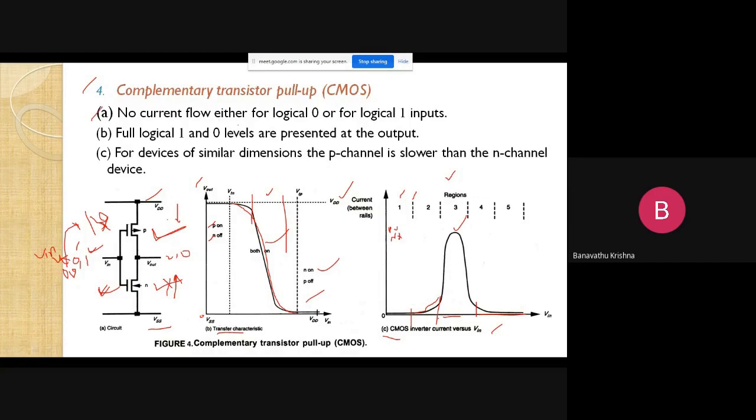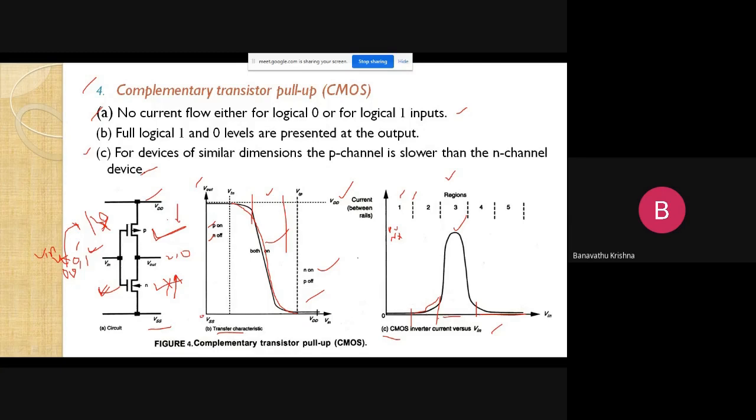No current flows either for logic 0 or for logic 1. Similarly for logic 1 and logic 0, levels are presented at the output side. Next, for devices of similar dimension, the P channel is slower than the N channel device.